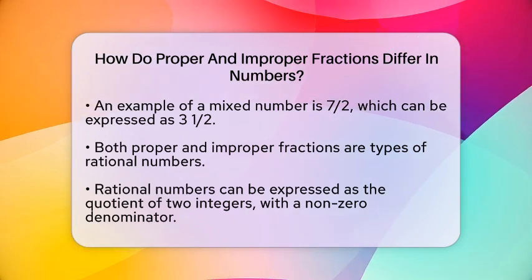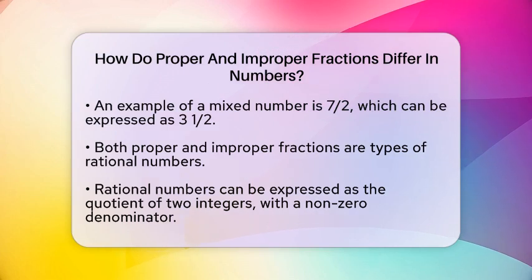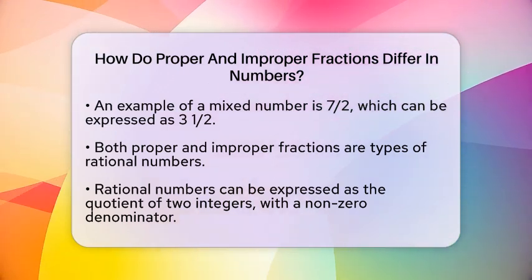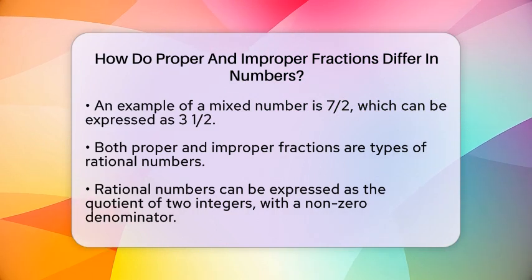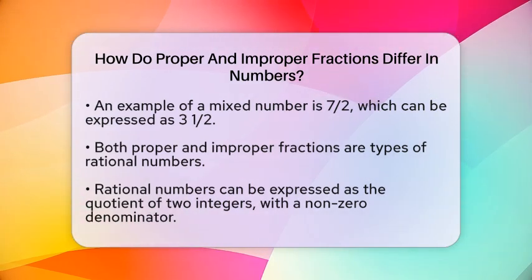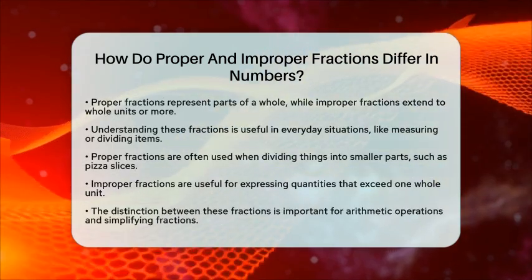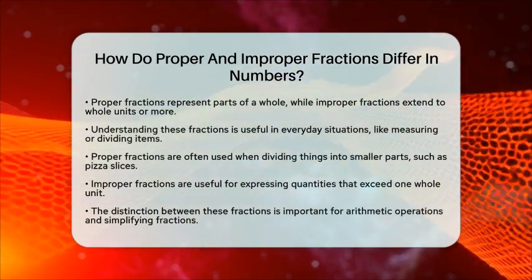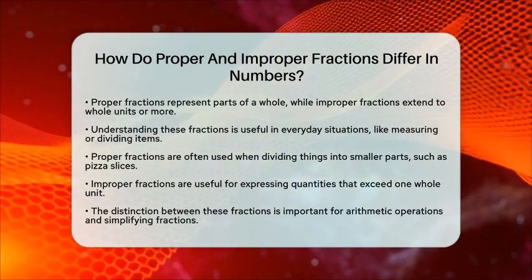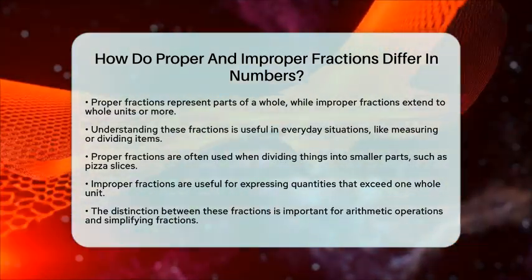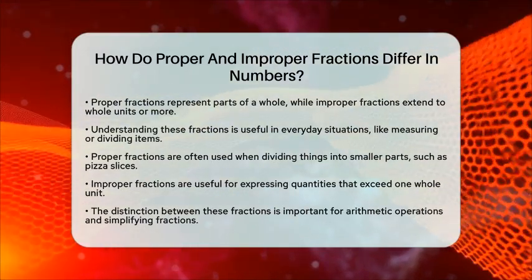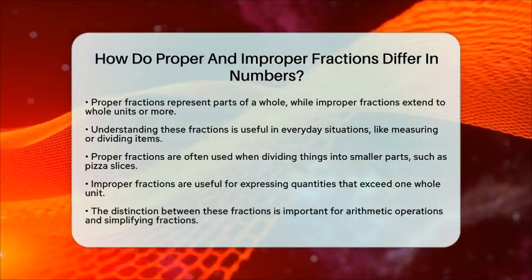Improper fractions come in handy when you have quantities that exceed one whole unit but still want to express them in fractional form. This can be useful for measuring lengths longer than 1 unit or when combining multiple fractional parts. This distinction also plays a role in arithmetic operations and simplifying fractions. Improper fractions can be converted into mixed numbers, making it easier to interpret the quantity they represent.